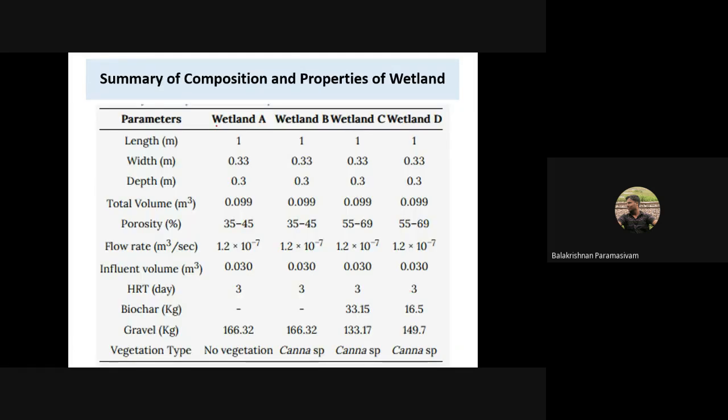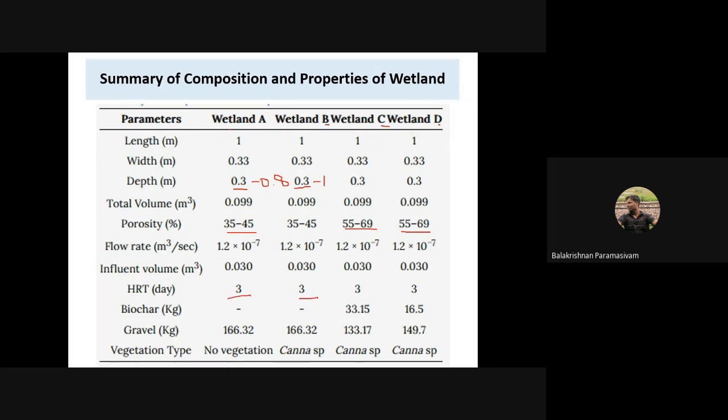So 4 different wetlands are taken for the study: wetland A, wetland B, and wetland C. The length is 1 meter, which is constant. The width of the wetland is 0.33 meter, constant. Depth is 0.3 meter, which is very shallow. We can go up to 1 meter or 0.8 meter. Here we are providing 1 meter. The total volume is this. Porosity of the system: the first 2 reactors have very low porosity, and the other 2 reactors have more porosity. The flow rate is the same, and the volume is the same.